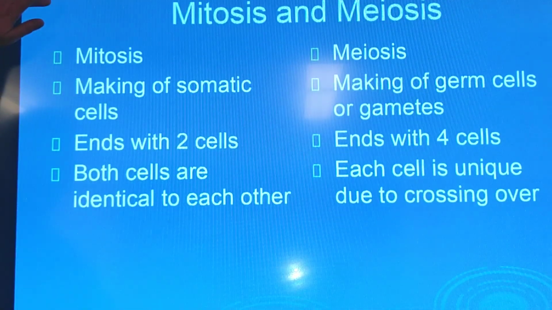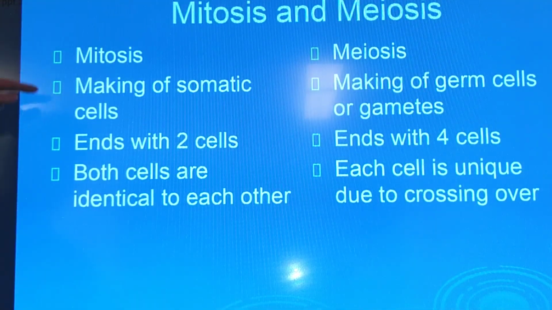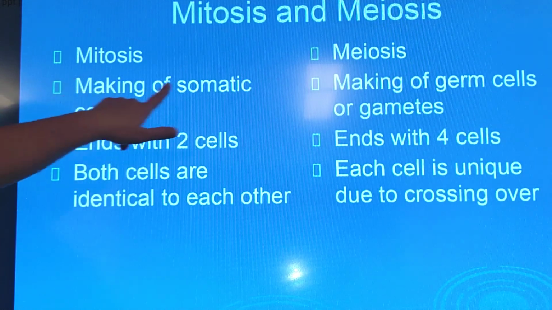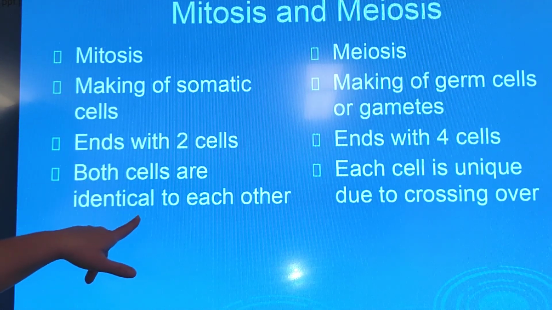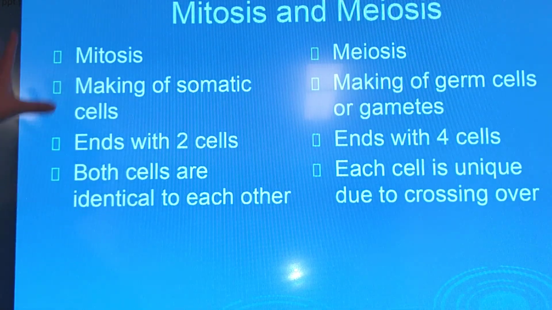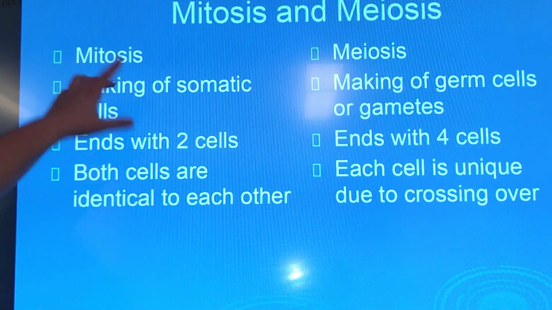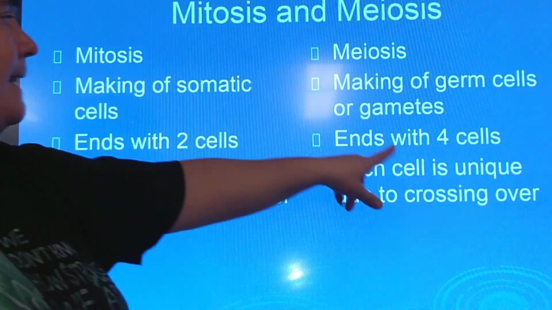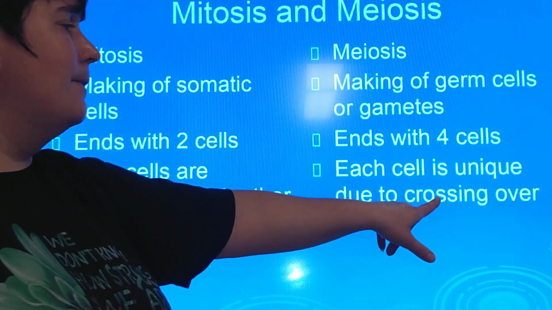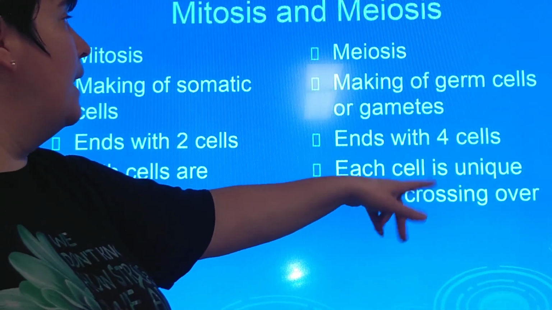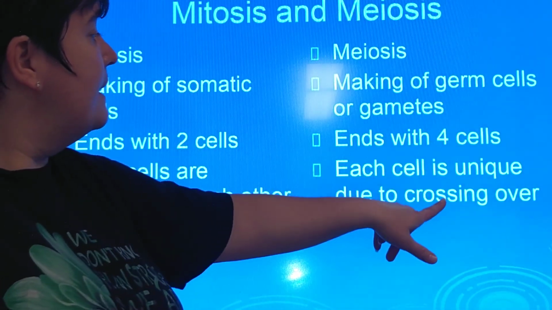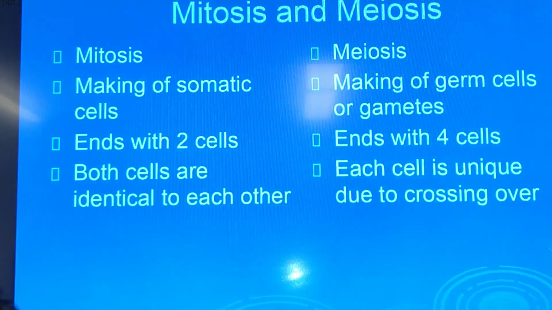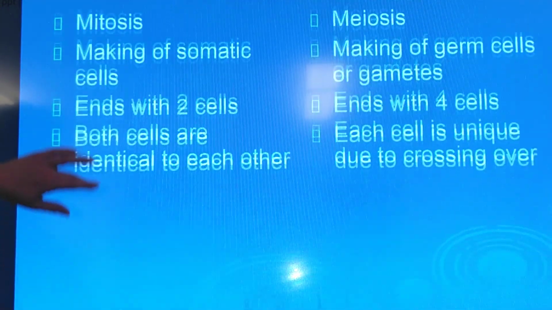So the differences between mitosis and meiosis. Mitosis makes somatic cells or body cells. Remember, somatic means body cells. It is with 2 cells that are identical to each other. So if you're taking a test, you see 2 identical cells, then it went through mitosis. If you're taking a test, you see 4 unique cells. Remember, they're unique, they're crossing over, they swap some genetic material back and forth. So 4 different unique cells are crossing over. That was meiosis, making germ cells or gametes.